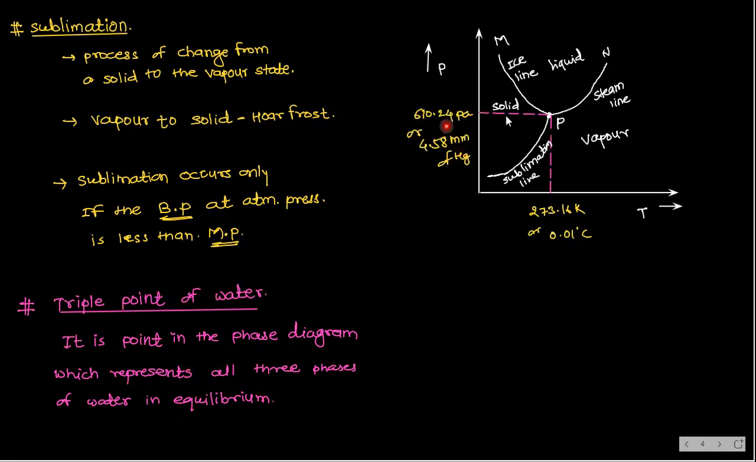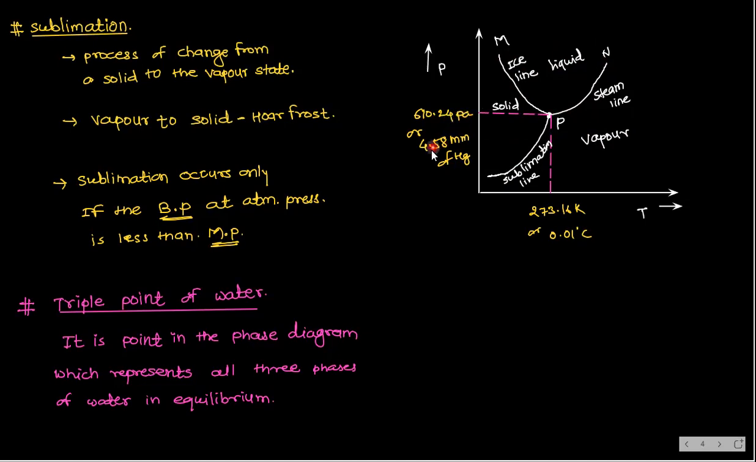See here. This is the ice line, this is the steam line, this is the sublimation line. In between these two lines, this region is what? Vapor. In between this ice line and steam line, whatever this region is, here it is in the liquid form. Water is in the liquid form. And in between this ice line and sublimation line, this is in solid state. So this point P is called the triple point of water, and this exists at what pressure?